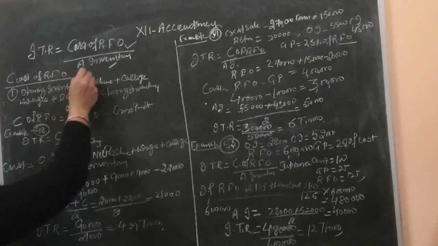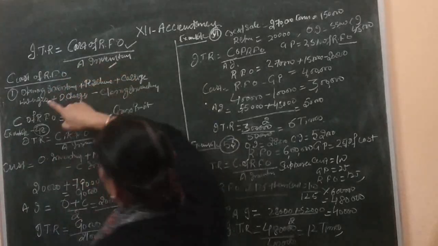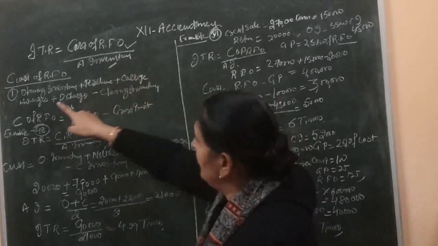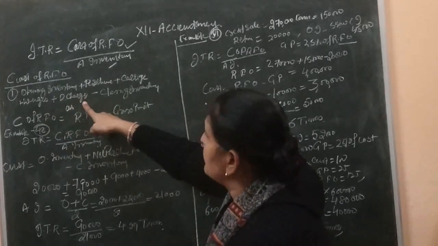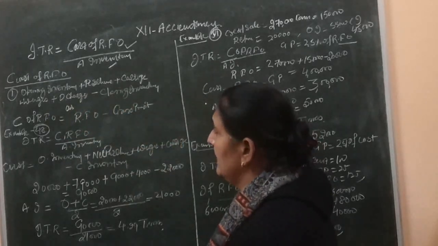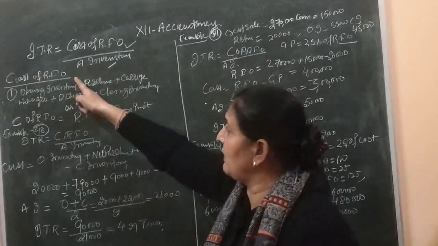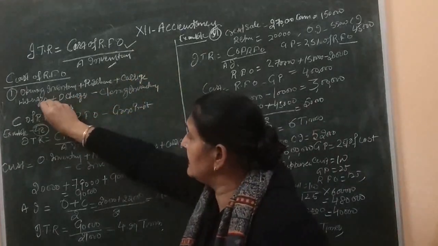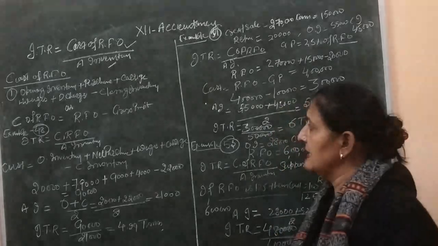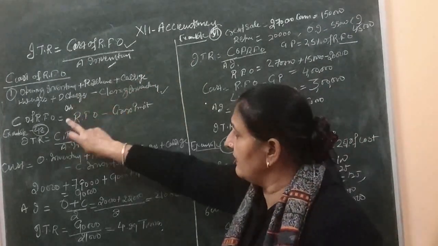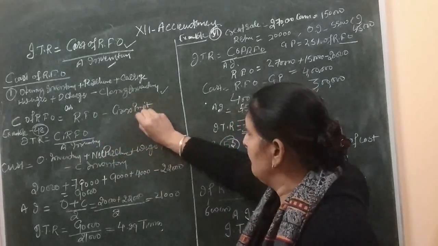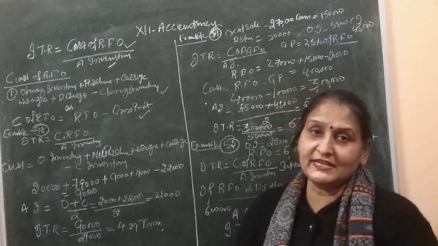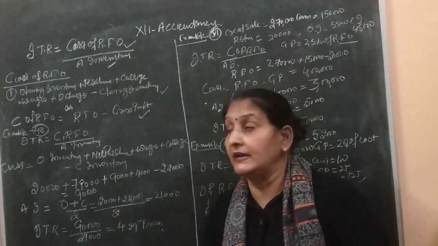And the cost of revenue from operation can be found in two ways. Number one, opening inventory plus purchase plus carriage plus wages plus other direct charges minus closing inventory. The second way is revenue from operation minus gross profit. And the average inventory can be found as opening inventory plus closing inventory divided by 2.